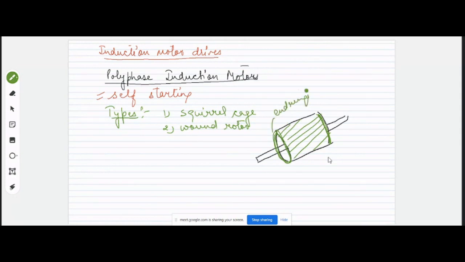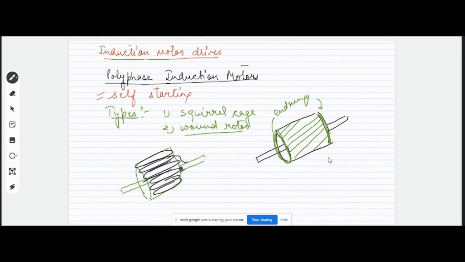So because of these end rings, what will happen? You will not have any option to add external resistance. But because of this, your squirrel cage type motor will not require much maintenance, and it will also be a cheaper one. As in case of wound rotor, we have a provision to add external resistance, right? How? By connecting the rotor windings to the external circuit. In this we have distributed windings.